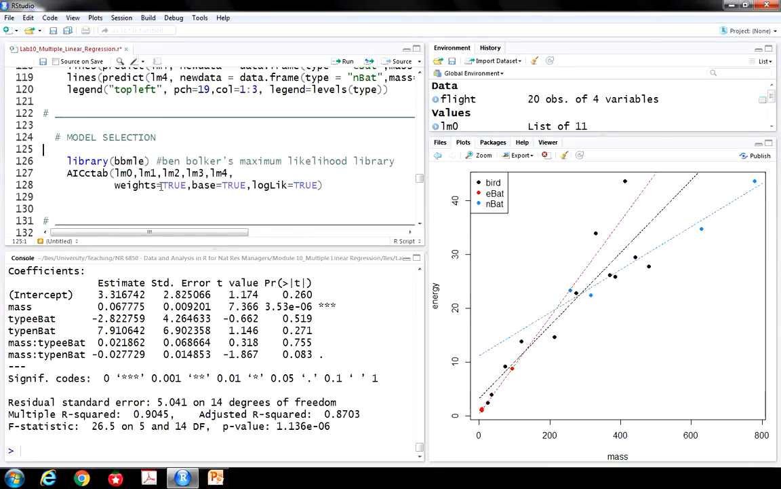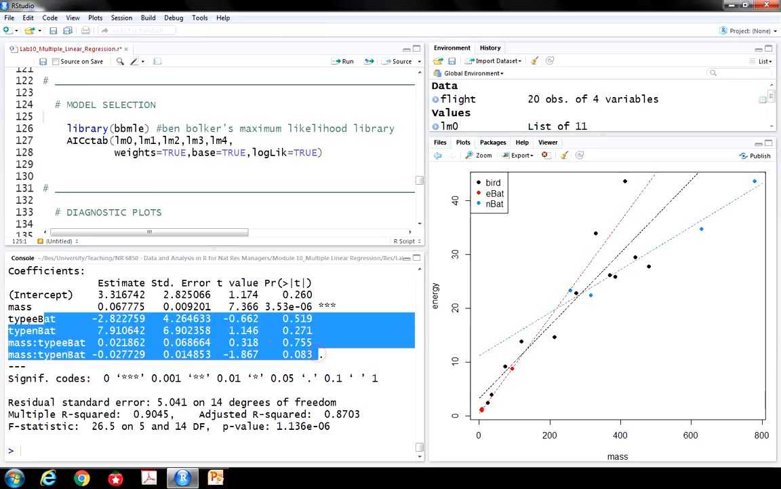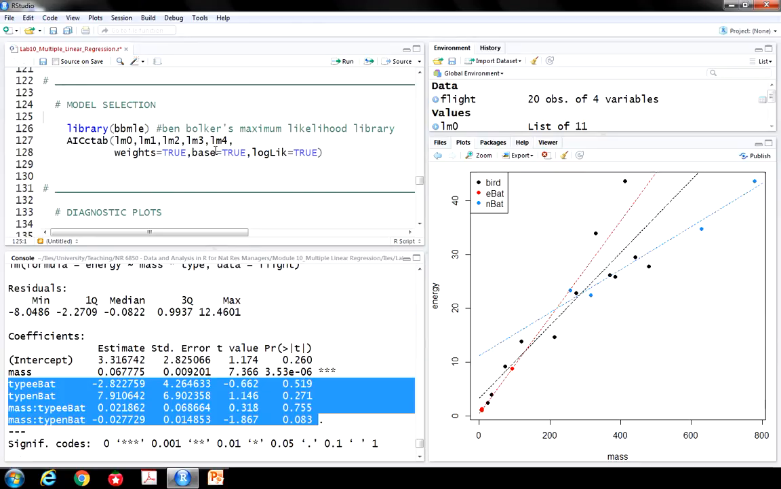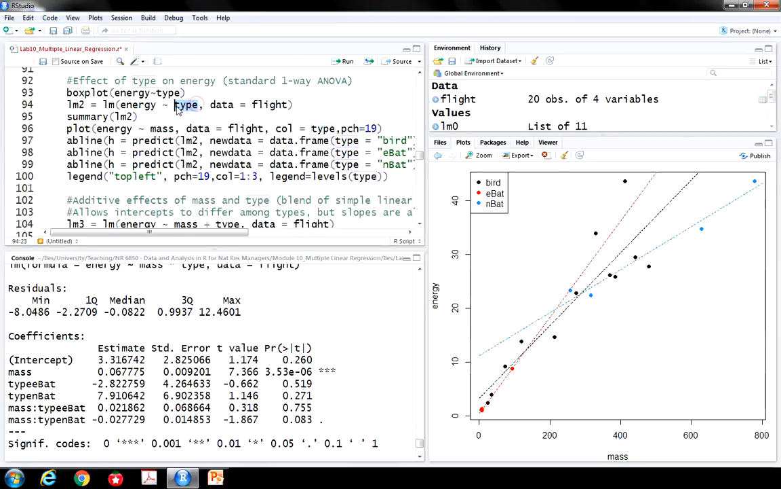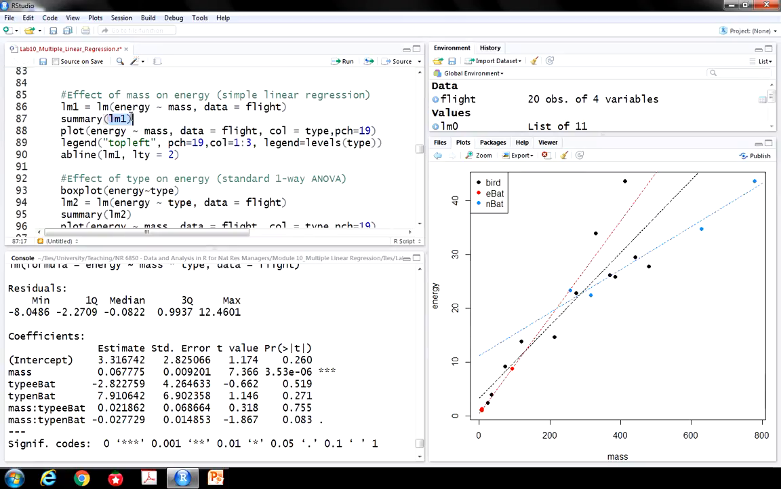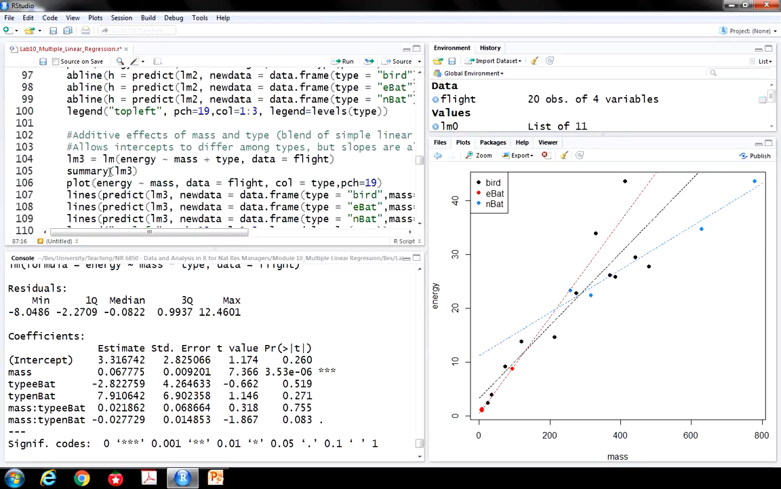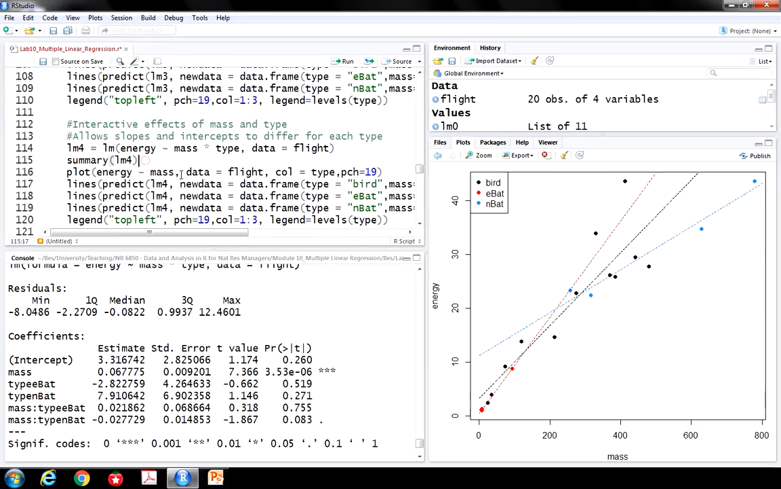Now, as we talked about in the lecture, the question then is which model should I use to draw conclusions from? So I explain more variation than any other model when I include all of these effects, but a bunch of them are not statistically significant. And we saw from the individual models, LM2, that included the effect of type, this model was statistically significant, but LM1 was also highly statistically significant. And these other models, LM3 and LM4, were statistically significant as well.